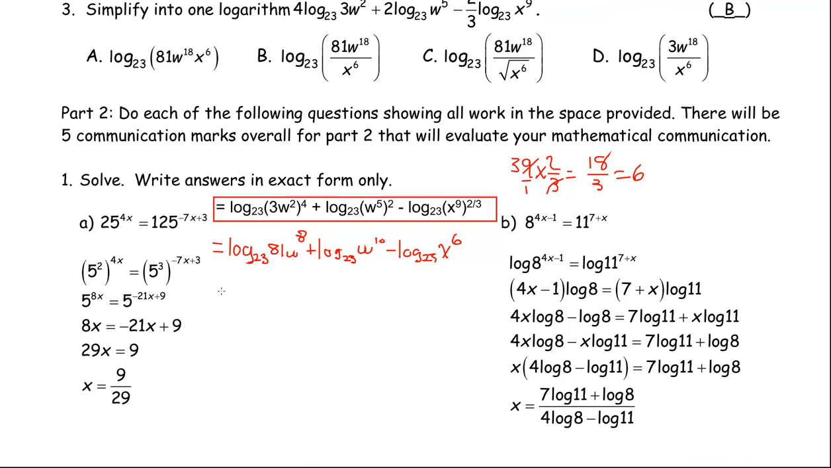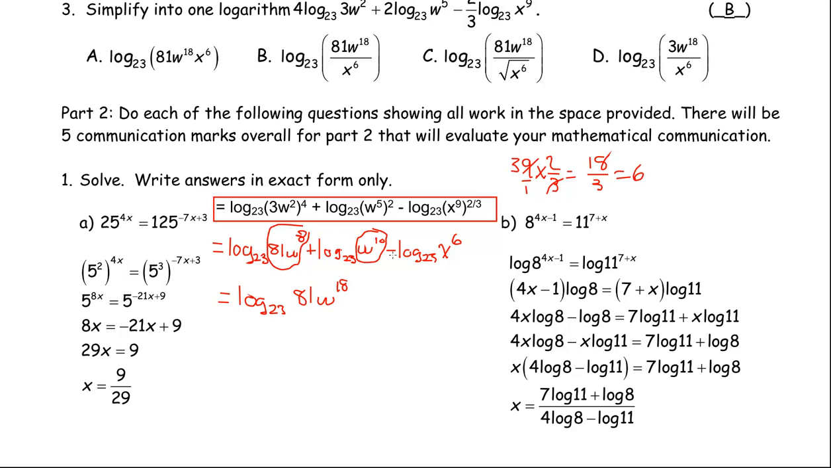So I want to write this as one single logarithm. So when you're adding two logarithms, actually let me write my log base 23 down first. You multiply this and this together. So it would be 81. And when I multiply w to the 8th by w to the 10th, you add the exponents. Remember, that means that there's 8 w's there and there's 10 more here. So altogether there are 18. That's why it's the power of 18.